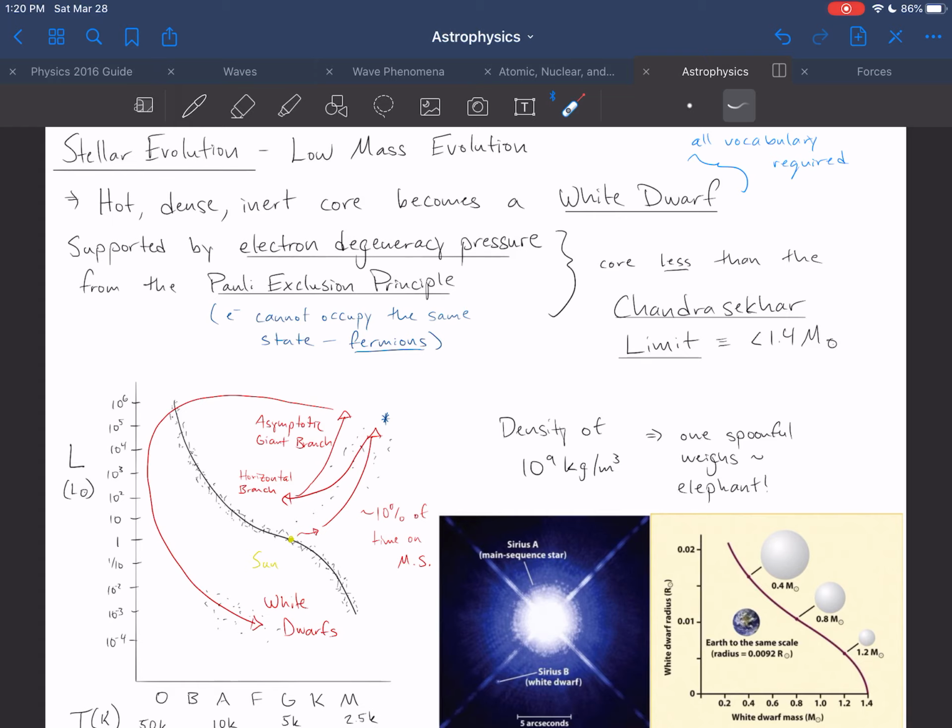And because this electron degeneracy pressure is constant, you actually get a weird trend in white dwarfs where the higher the mass of the white dwarf, right, the closer you are to the Chandrasekhar limit, the smaller the white dwarf. The outward electron degeneracy pressure is the same, and so with increased gravitational pressure inwards, you actually get a smaller radius for that white dwarf. That is the inverse of the relationship that we saw on the main sequence.